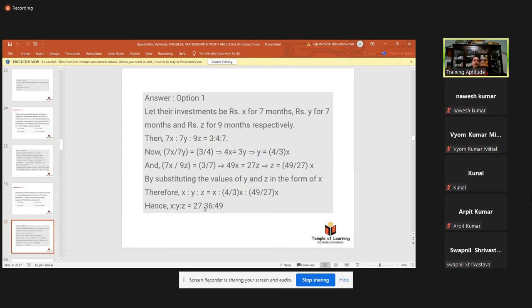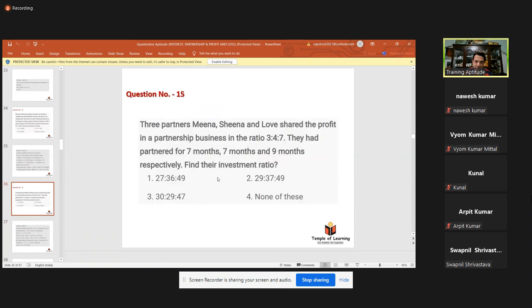थोड़ा सा कॉम्प्लिकेटेड हो जाता है. इसमें अलग अलग रेशियो निकाला गया. पहले शीना और मीना, फिर व्हाट इज द थर्ड कैरेक्टर? लव. फिर, this for me is too complicated. I'll prefer the others. Just look at this 3:4. तो 3:4 यहाँ पर है.